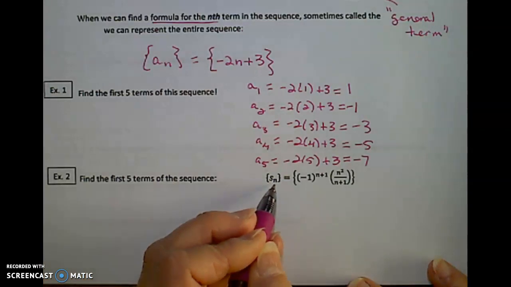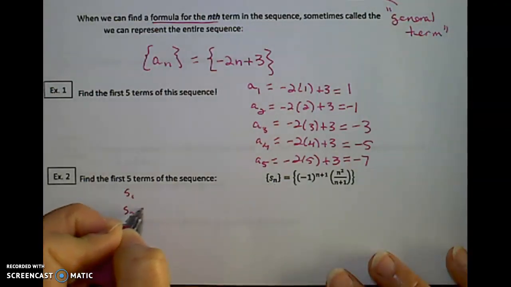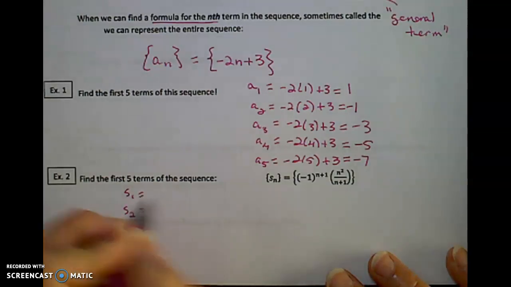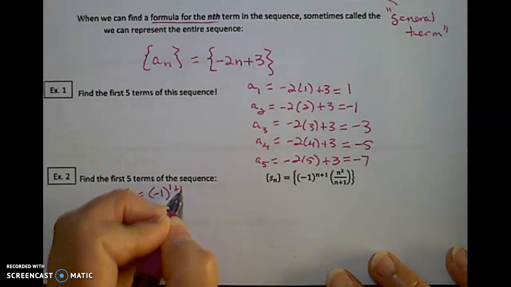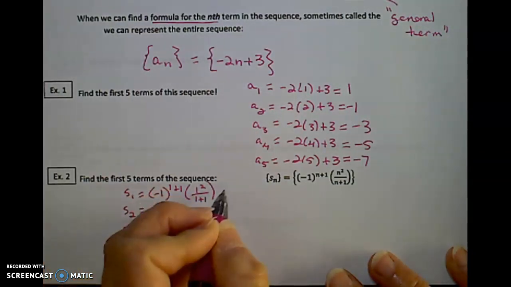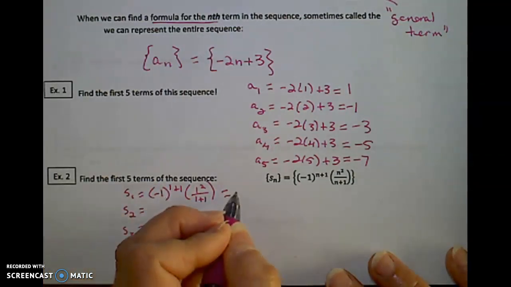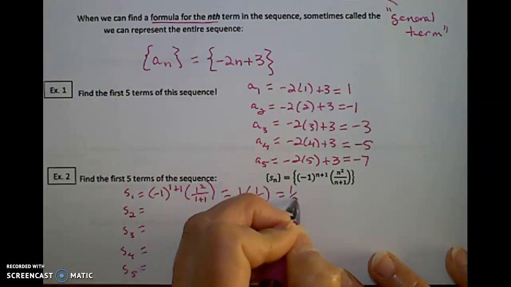I'm just going to call this sequence S sub n and find the first 5 terms of that sequence. So if I find the first term, I'm plugging in 1 for n, which is negative 1 raised to the 1 plus 1 times 1 squared over 1 plus 1, just a more complicated sequence. What's that? Negative 1 squared, which is 1, times 1 over 2, and my first term is 1/2.